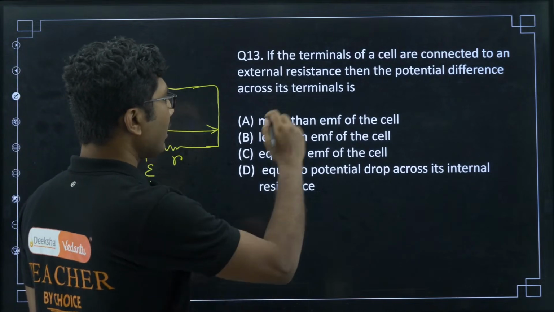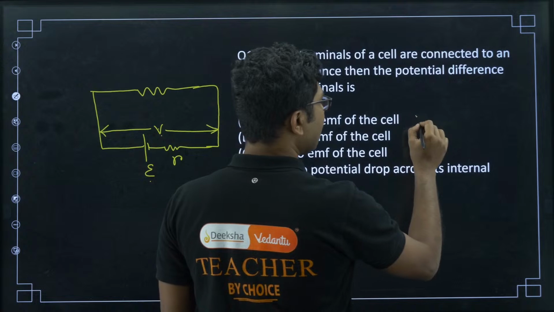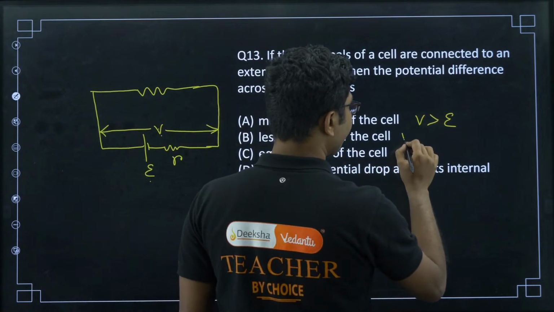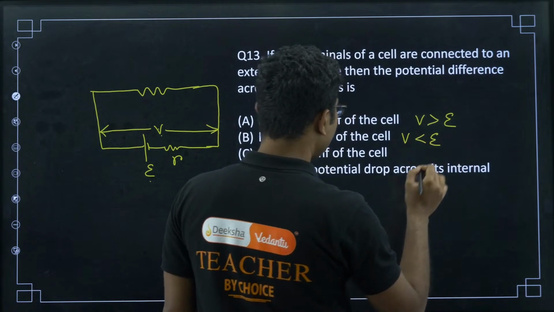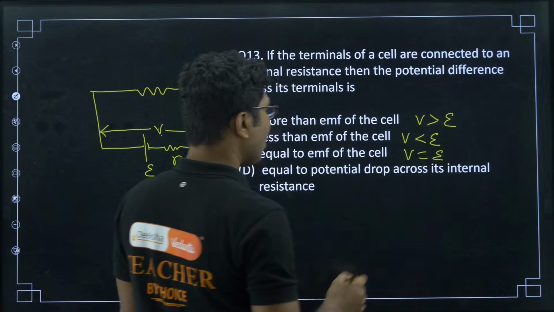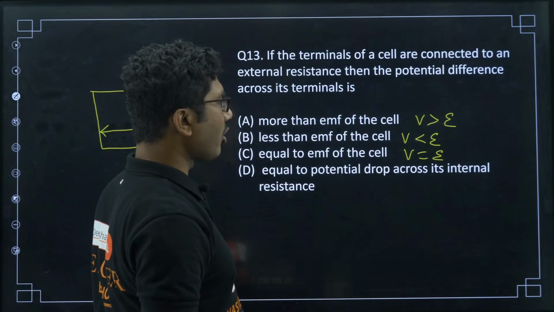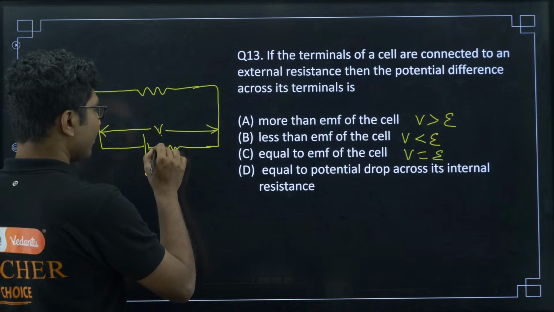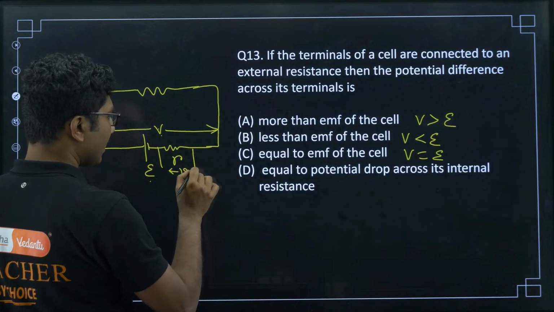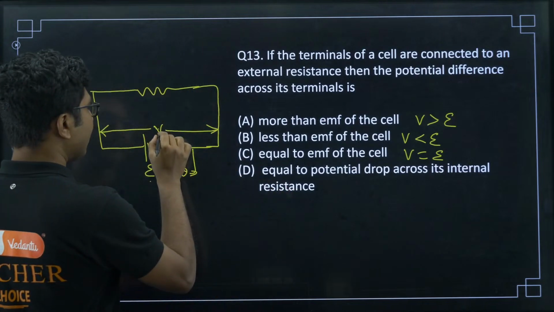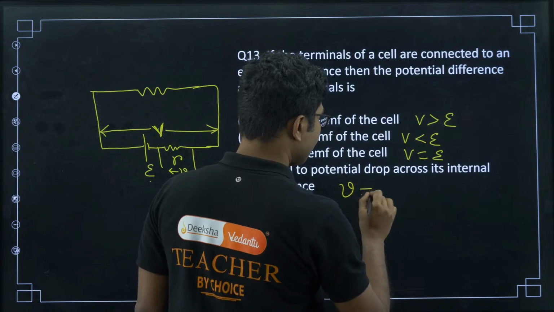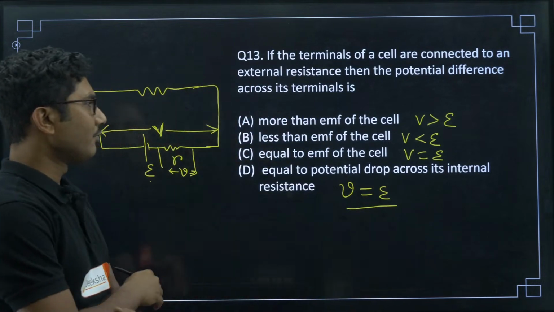The options: more than EMF of the cell, less than EMF of the cell, equal to EMF of the cell, or equal to the potential drop across its internal resistance. So across internal resistance, whatever drop there is, say small v. This is capital V, by the way, this is small v. So it is basically small v equals to epsilon. So these are the 4 options.